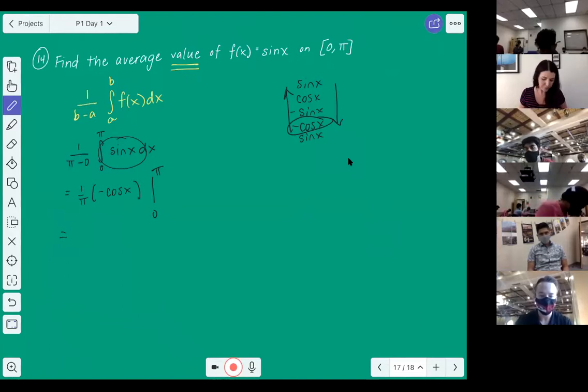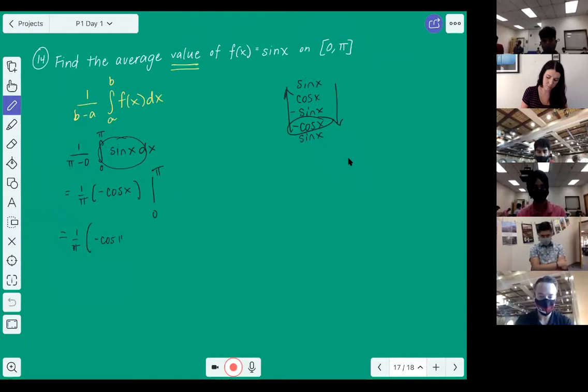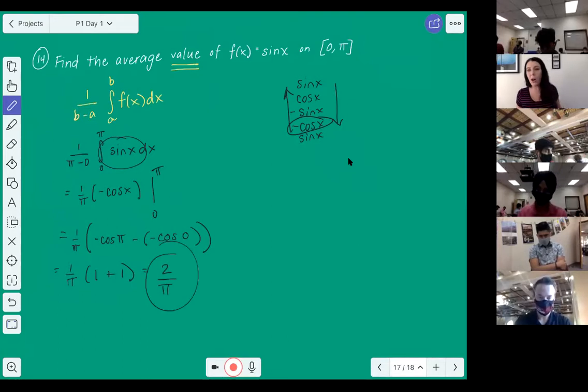Noah, what'd you do? So then from here, I plugged in the bounds into negative cosine x. So 1 over pi times negative cosine pi minus, and then parentheses, negative cosine 0. And then negative cosine pi is 1, negative cosine 0 is negative 1. So it'd be 1 minus negative 1 is 2. And then multiply that together, 2 over pi. Bravo! Fantastic. Okay, excellent job.